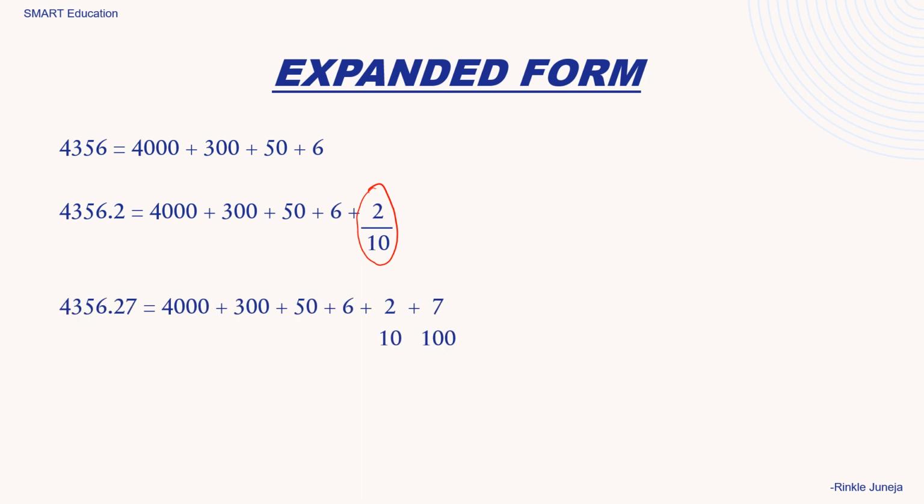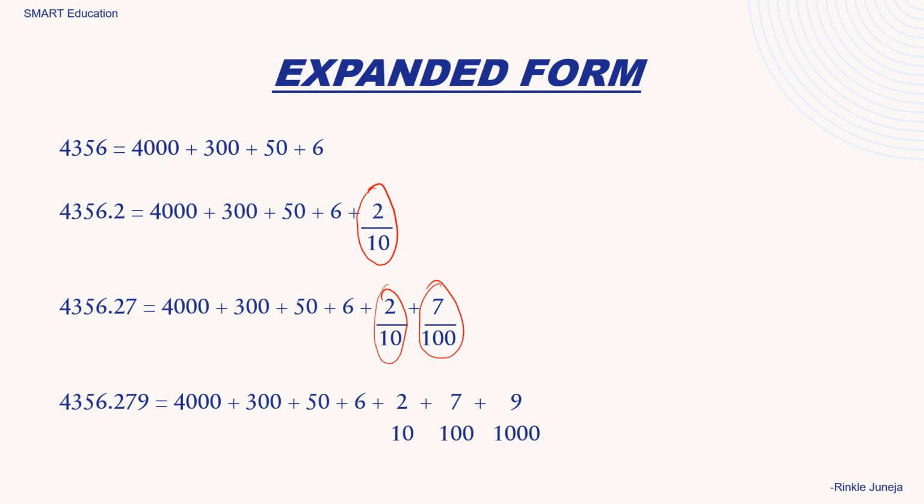Let's take another example. 4356.27. So here 2 is at tenths place, so we'll divide it by 10. 7 is at hundredths place, so we'll divide it by 100. 4356.279. So again, 2 is at tenths place, so divide by 10. 7 is hundredths place, so 7 by 100. And 9 is at thousandths place, so 9 by 1000. I hope this is clear how we write down the decimal numbers.